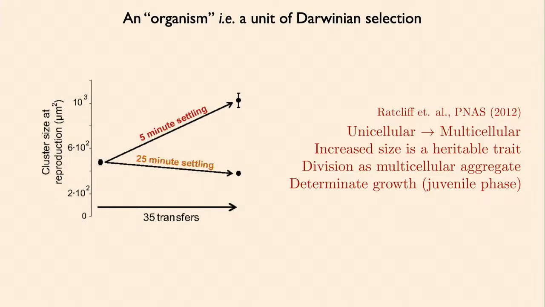Okay, so just to summarize, this is a unicellular to multicellular transition that Will has observed in the lab. Increased size is a heritable trait. It divides as a multicellular aggregate, and also there's some determinate growth. In other words, there's some life cycle. What I just said: if I take a chunk of this cluster, it will grow to a certain size and then divide. It doesn't just break off at any size.